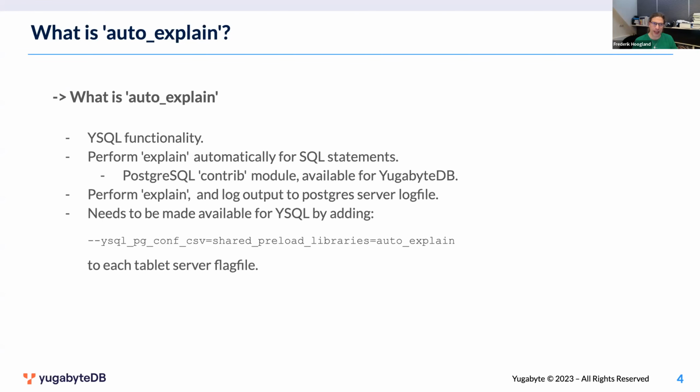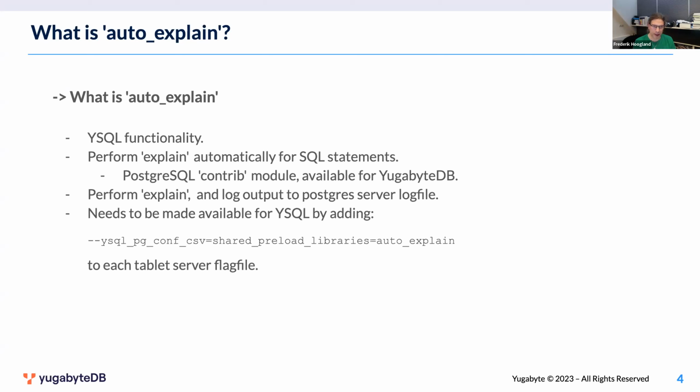Okay, that was the explain part, and now the auto-explain part. What is auto-explain? In the light of Yugabyte, it's specifically YSQL, so the Postgres API functionality. And it allows you to perform the explain part for SQL statements completely automatically.